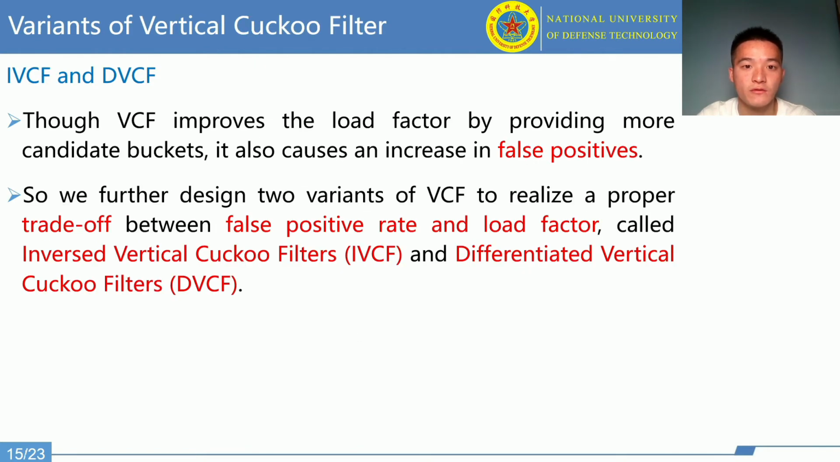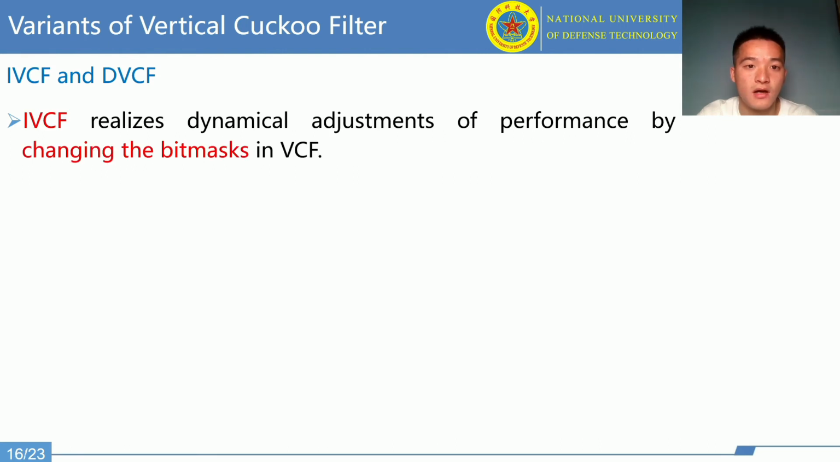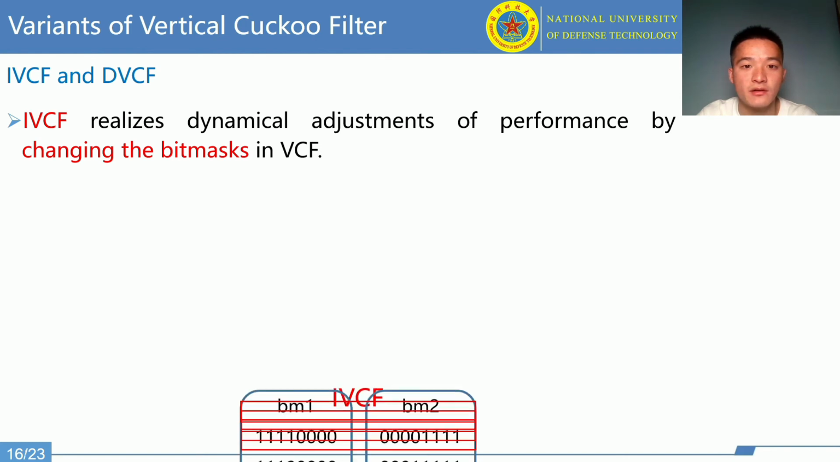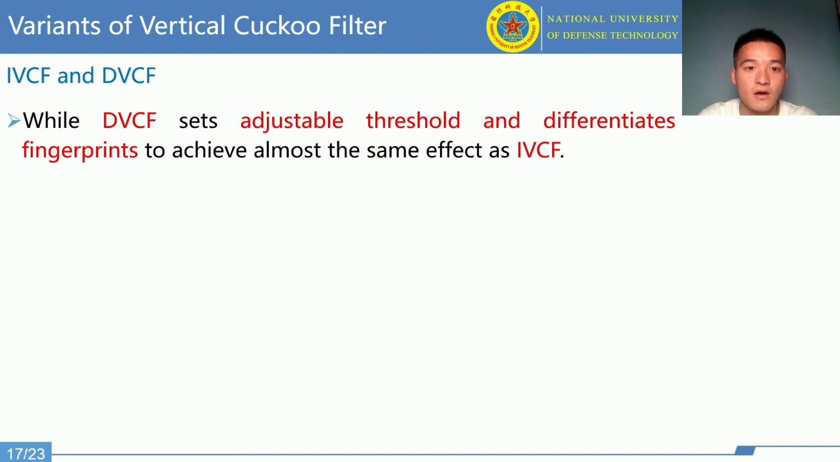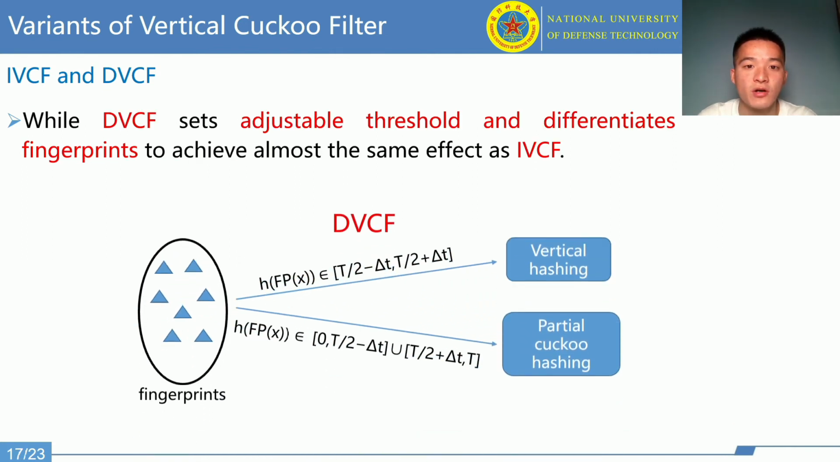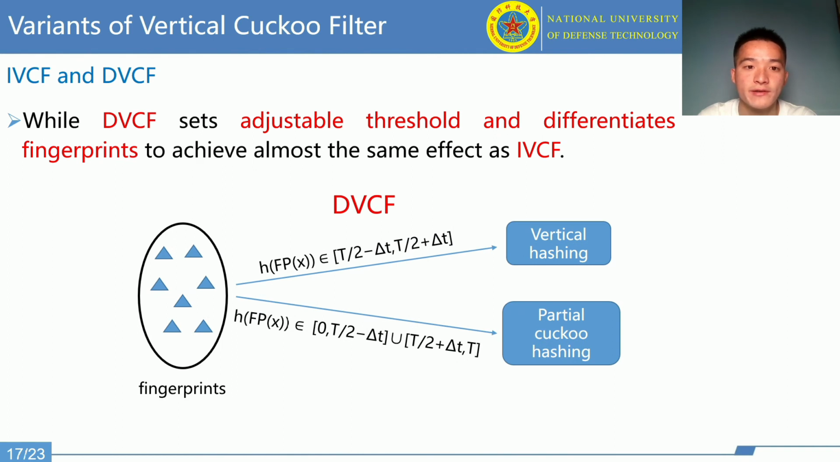So VCF improves the load factor by providing more candidate buckets. It also causes an increase in false positives. So we further design 2 variants of VCF to realize a proper trade-off between false positive rate and load factor, called IVCF and DVCF. IVCF realizes dynamic adjustments of performance by changing the bit masks in VCF, while DVCF sets an adjustable threshold and differentiates fingerprints to achieve almost the same effect as IVCF. Please see the paper for more details.